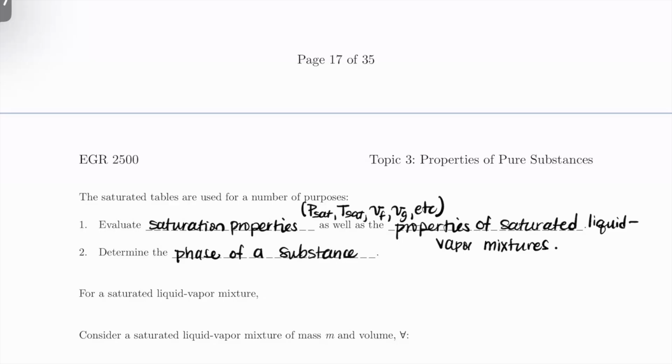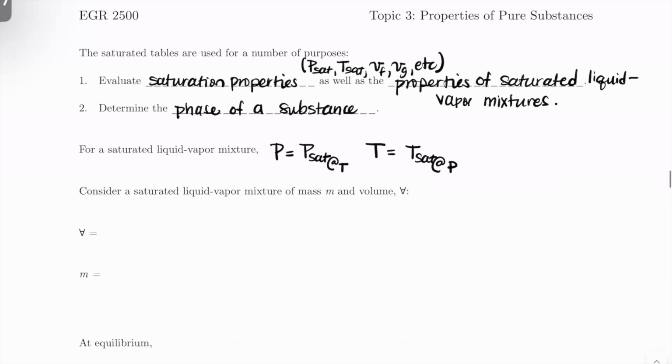Okay, so for a saturated liquid vapor mixture, we know that the pressure is PSAT at some temperature, and T is equal to TSAT at some pressure. So let's consider a saturated liquid vapor mixture of mass M and volume V. Our volume we can break into two parts because it's a mixture of liquid and vapor. So we can say that the total volume is equal to the volume of the liquid plus the volume of the vapor.